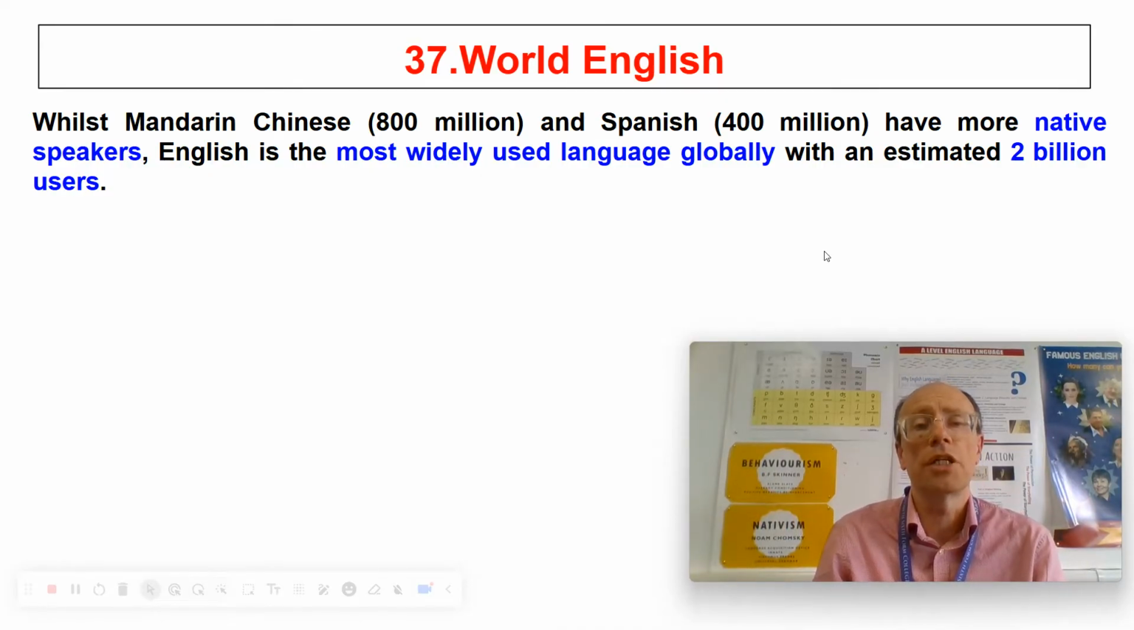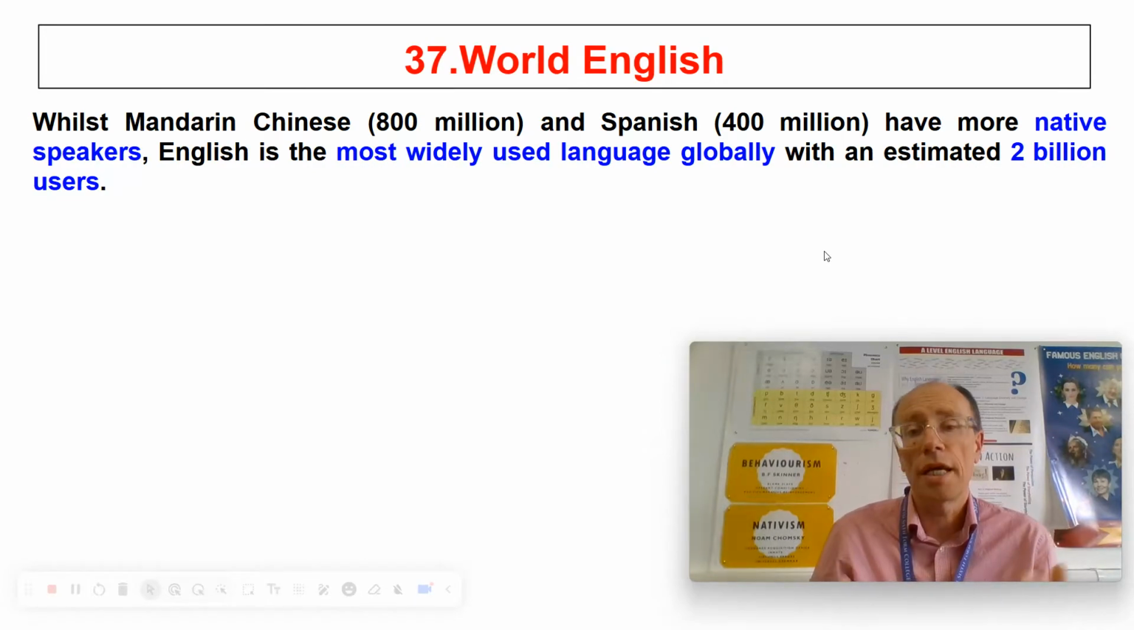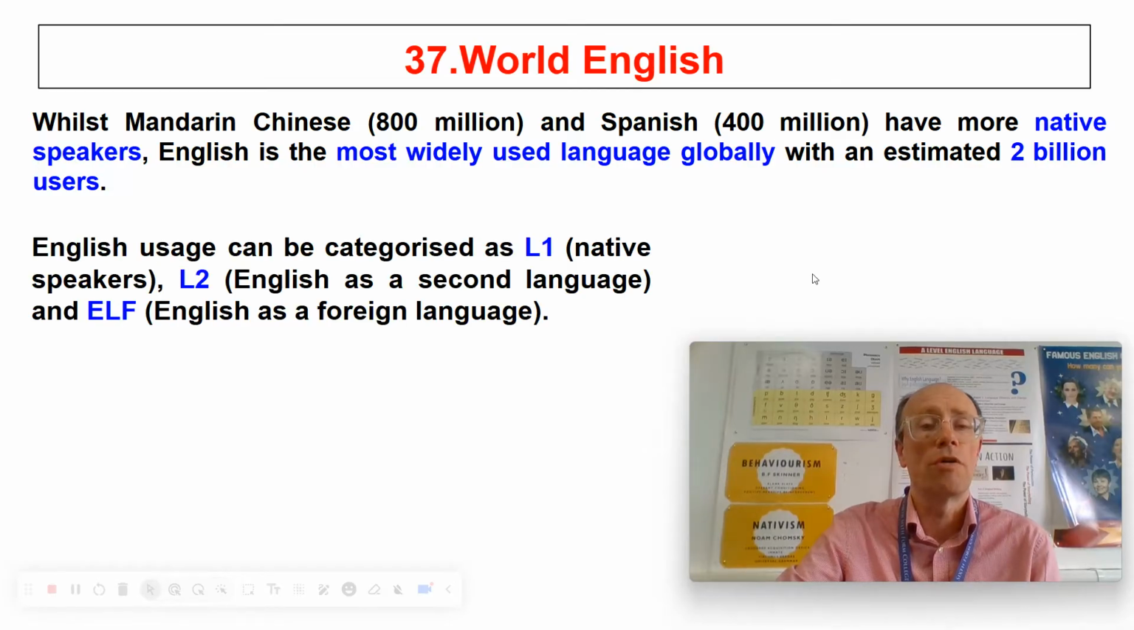Now, English doesn't have the most native speakers in the world. You've got your Mandarin Chinese, an estimated 800 million. You've got your Spanish, an estimated 400 million. But English is the most widely spoken language globally out of all of those 6,000 languages of the world.